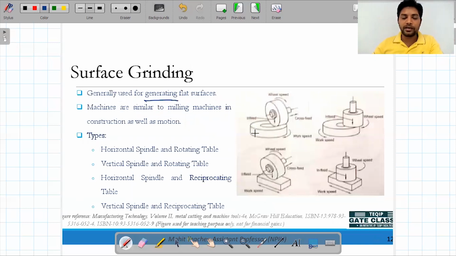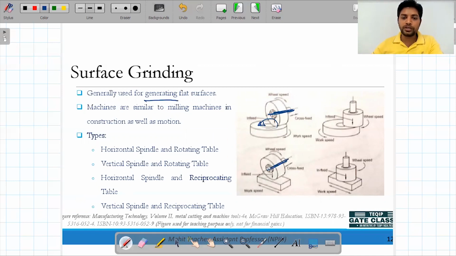Next, the surface grinding. Generally we use it to produce flat surfaces, like in milling machines, where we use tools to produce flat surfaces. Same here also. This is the horizontal spindle, over that this tool is mounted, and these are the circular shapes that we are producing through this grinding wheel. Okay, horizontal.